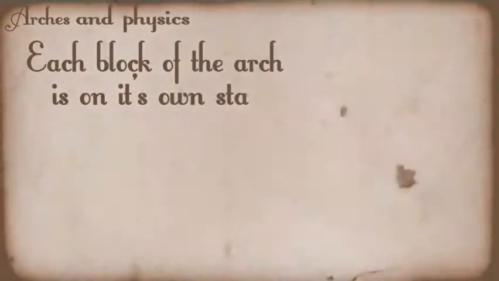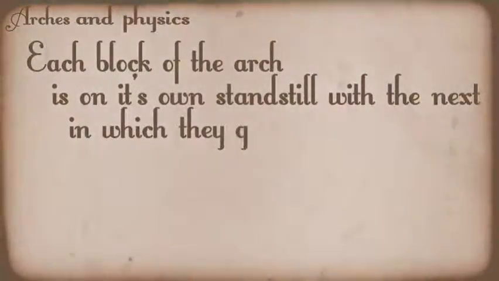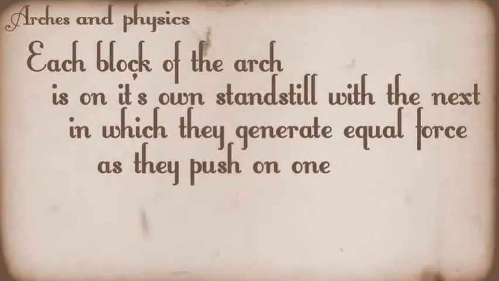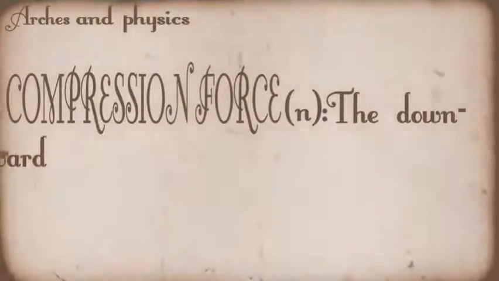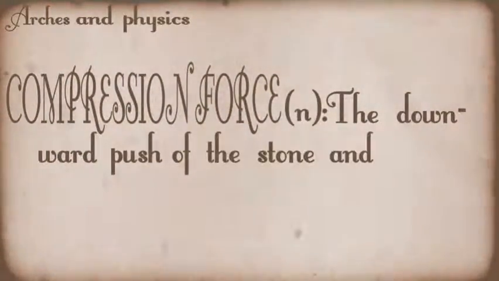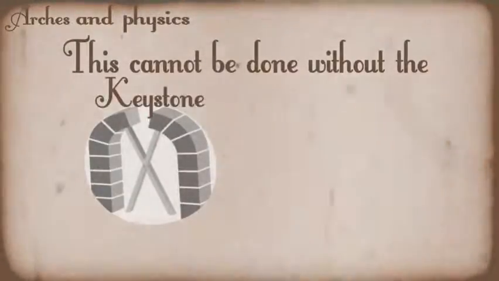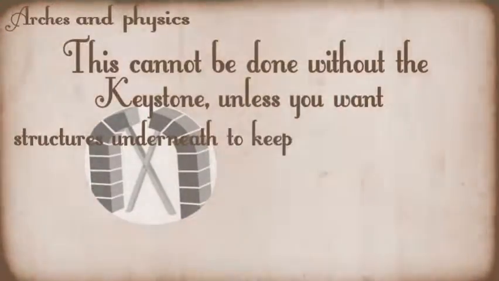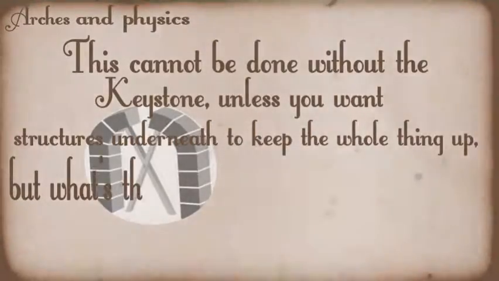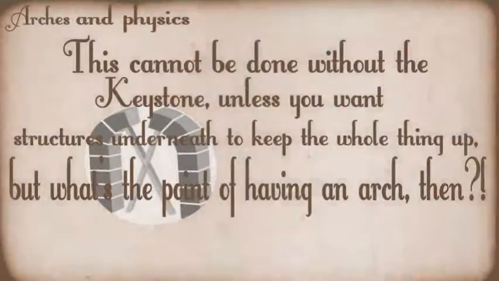Each block of the arch is in its own standstill with the next, in which they generate equal force as they push on one another in opposite directions. This creates compression force, which is the downward push of the stone and any weight above it. This cannot be done without the keystone, unless you want structures underneath to keep the whole thing up. But what's the point of having an arch then?